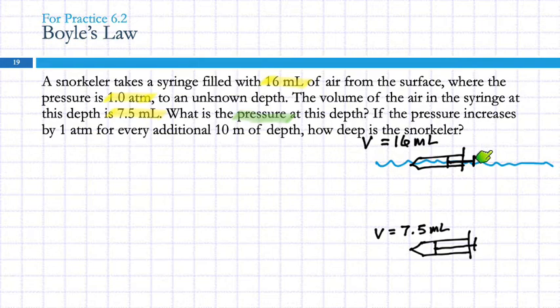What's the pressure up here? 1. Pressure up here is 1. They told us that. 1 atmosphere. So these are the 3 numbers they gave us. And they're asking us for the pressure down here.